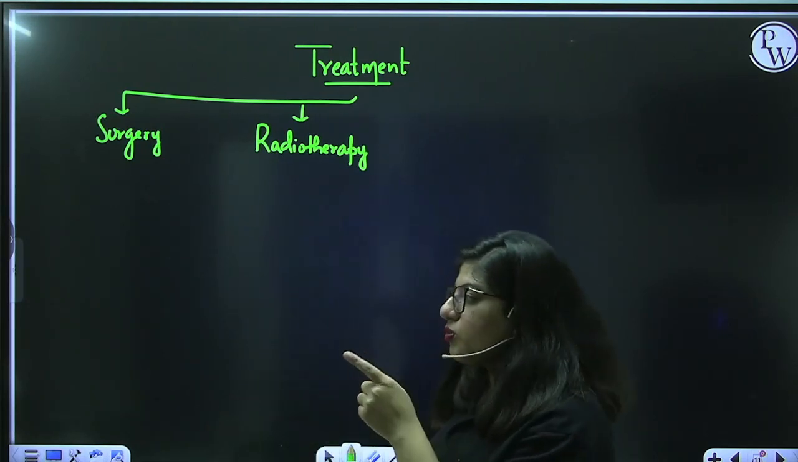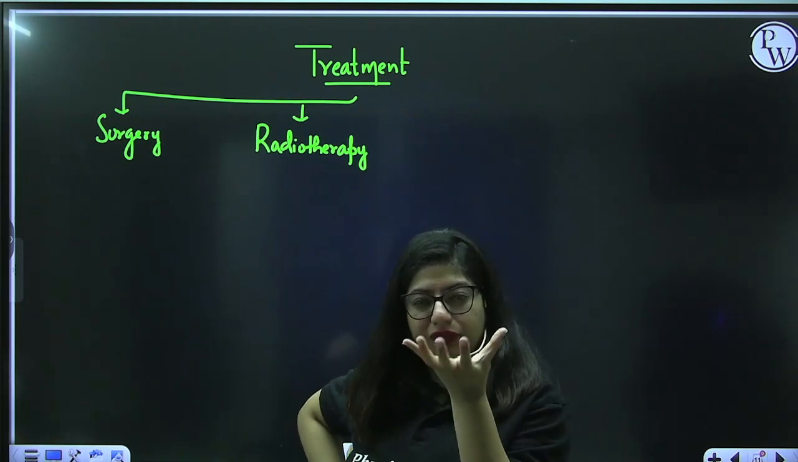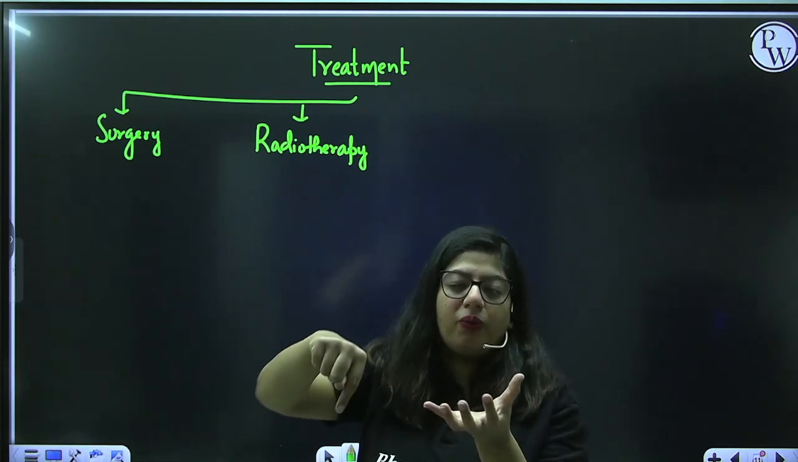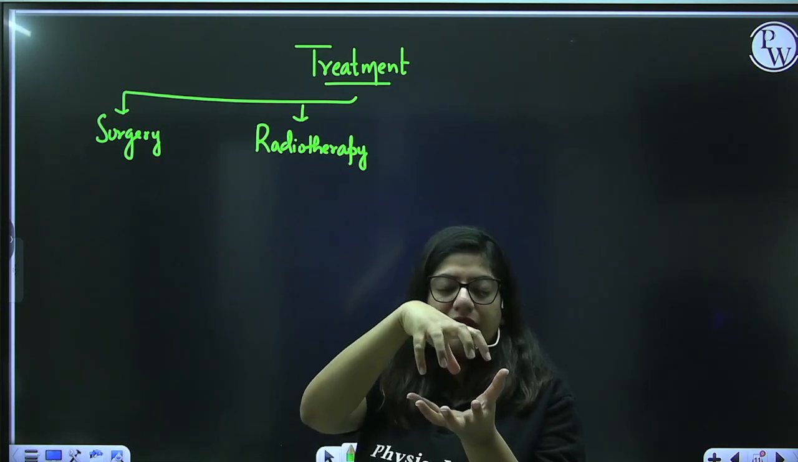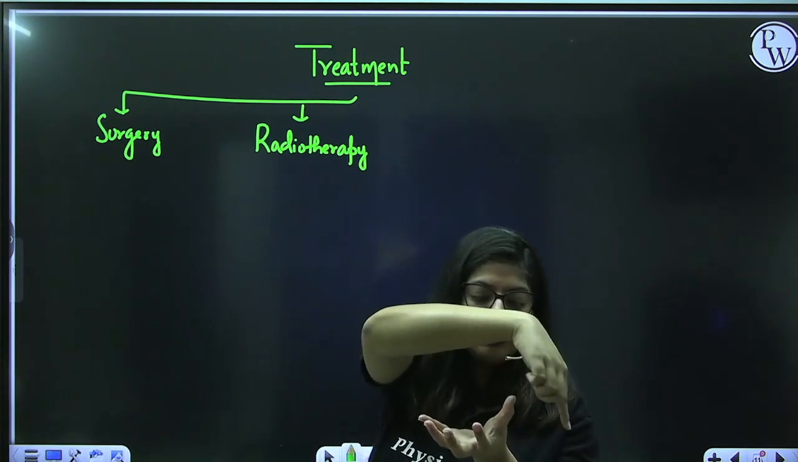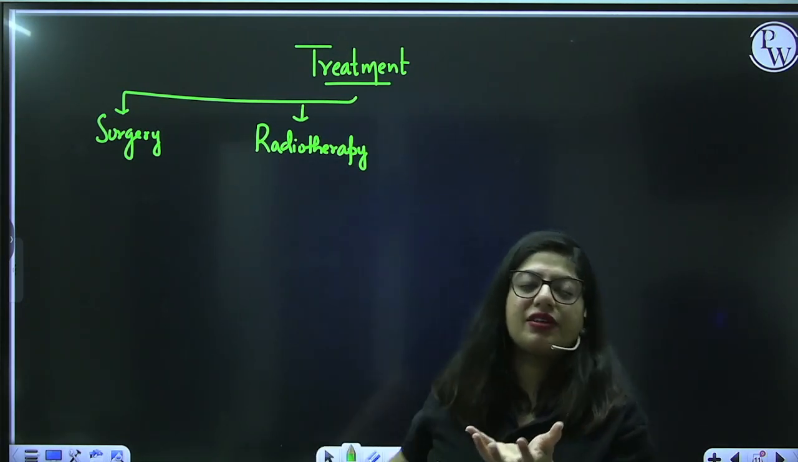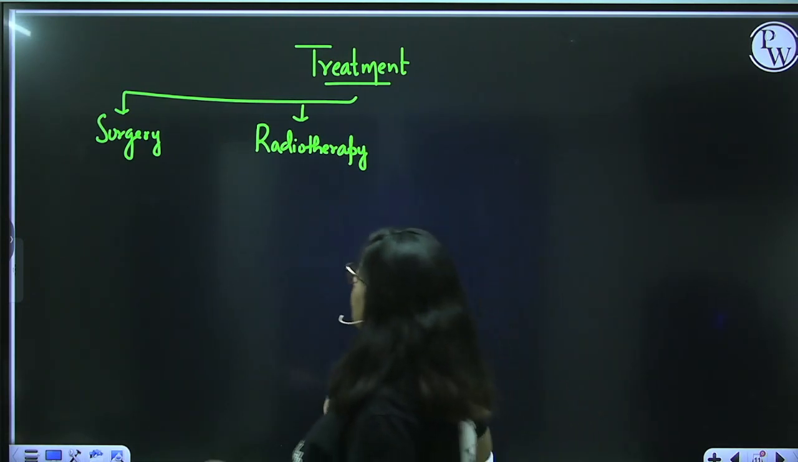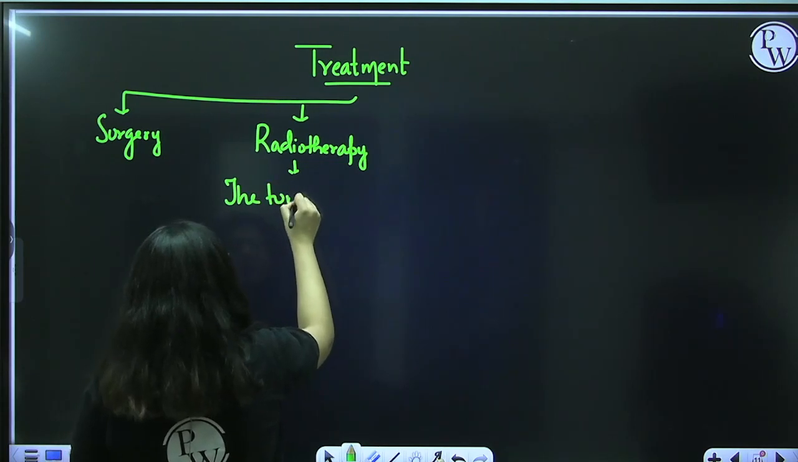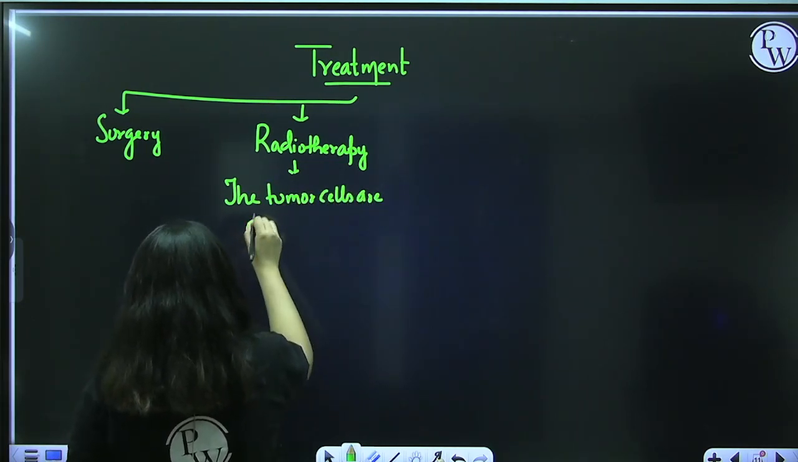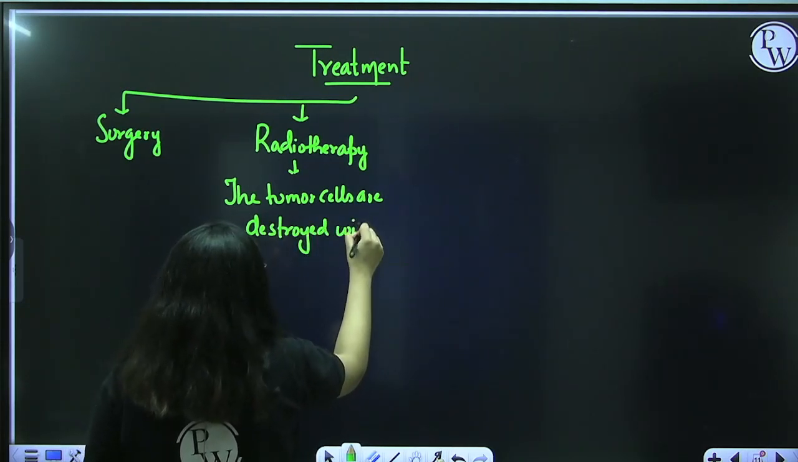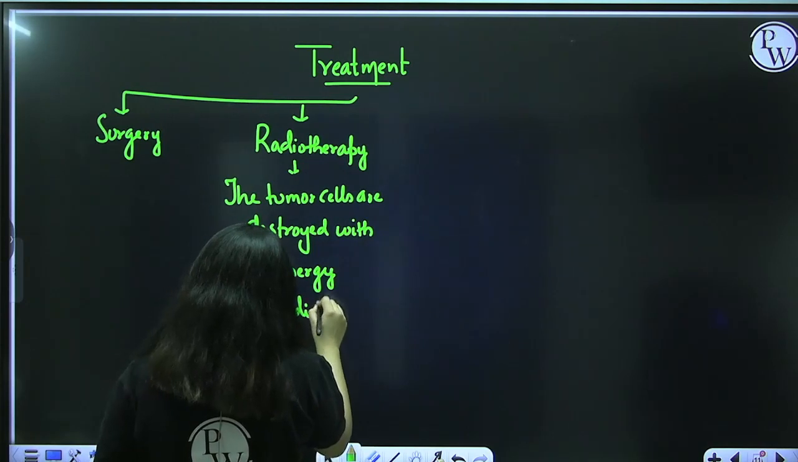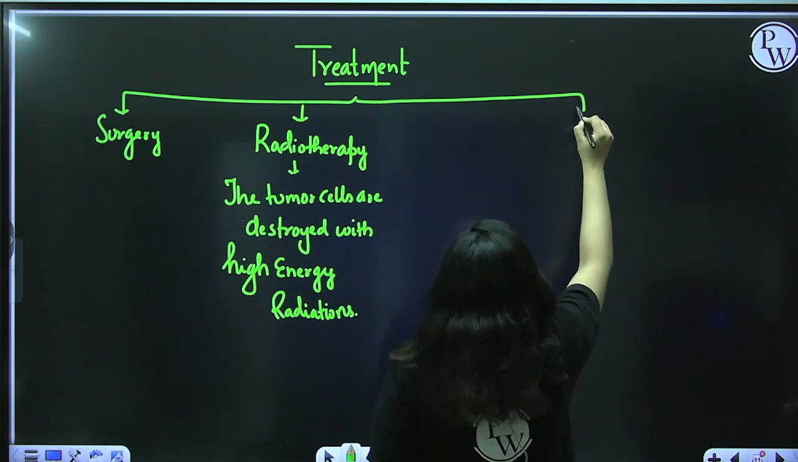This method is usually also used along with the surgical method. Imagine we remove a complete tumor from the body, but the surrounding cells may also have been transformed, and you can't see them right now. So what do doctors usually do? They pick up the tumor by the surgical method and burn the outside normal cells with radiation. That's radiotherapy. It can be done along with surgery, or alone also, right? So in radiotherapy, the tumor cells are destroyed with high energy radiations.